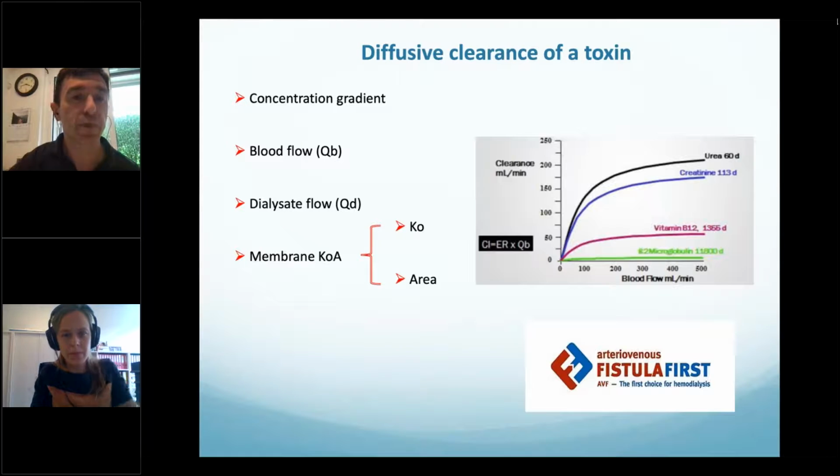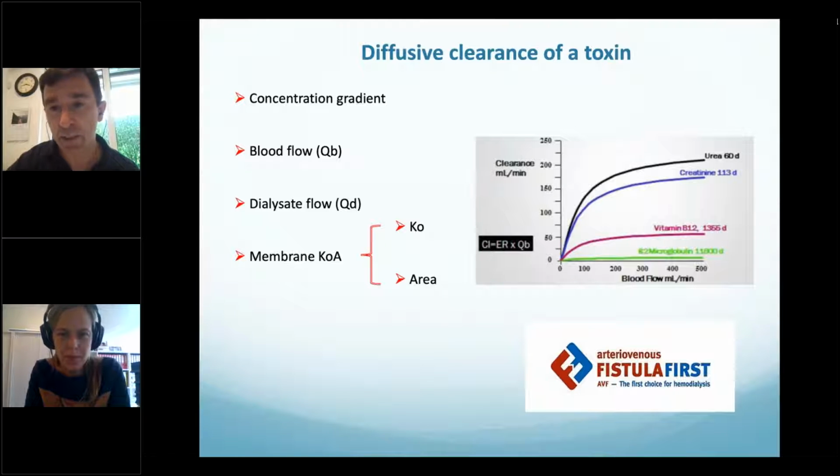Blood flow is a very important parameter, as of course, the higher the blood flow, the better the clearance, at least for small molecules, of course. But to have a good blood flow, we need a very good vascular access, so an arteriovenous fistula whenever possible.